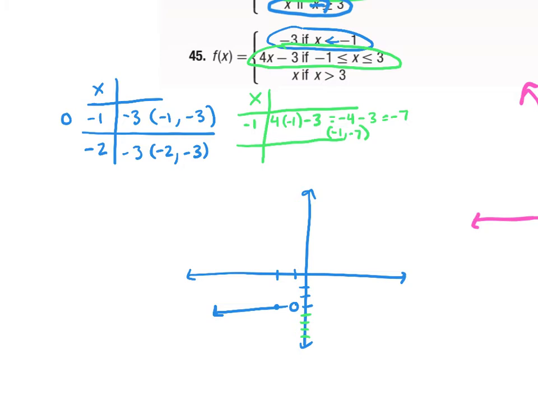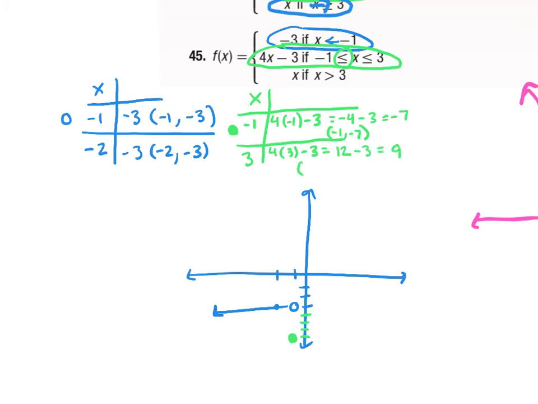Do we have an open circle or closed circle here? Closed circle. Remember, it's less than or equal to. So that equal to means it's a closed circle. What do we have to plug in next? 3. So we have 4 times 3 minus 3. What is 4 times 3? 12. And 12 minus 3?